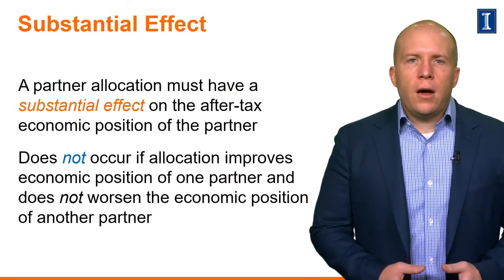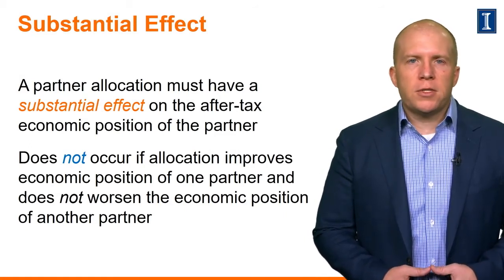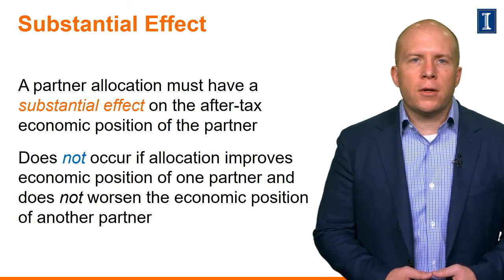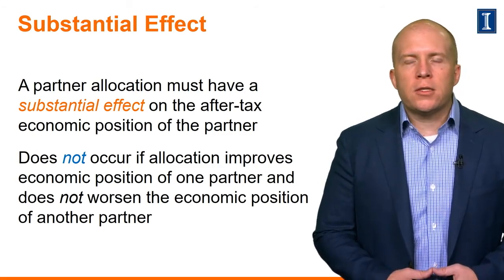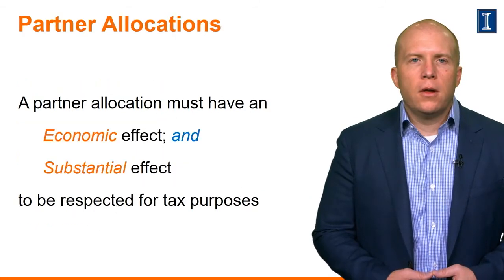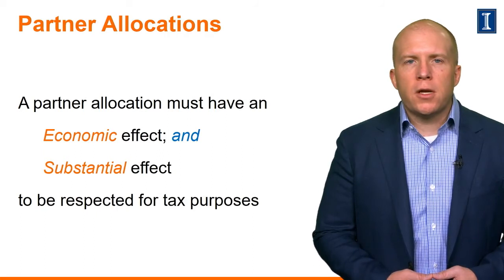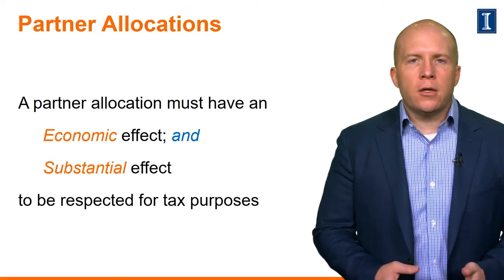In addition to an economic effect, an allocation to a partner must also have a substantial effect. To have a substantial effect, an allocation must have a reasonable possibility of substantially affecting the after-tax economic position of the partner. An allocation is not considered to have a substantial effect if it improves the after-tax economic position of one partner and does not worsen the after-tax economic position of another partner. So, to summarize, for a partner allocation to be respected for federal tax purposes, it must have an economic effect, which is determined by one of three tests, and a substantial effect.